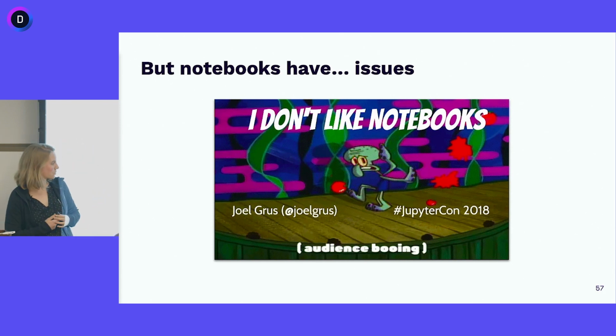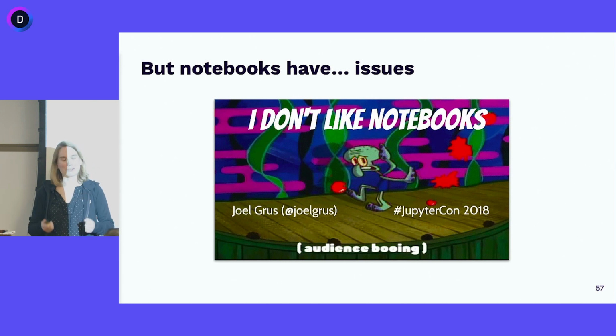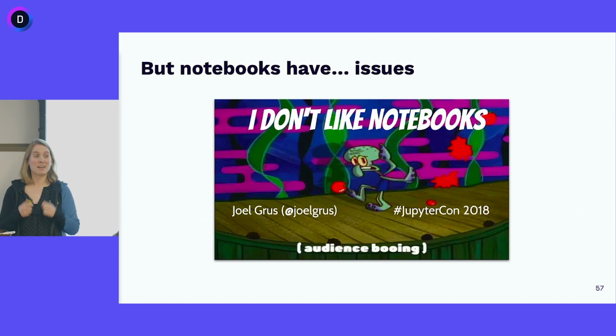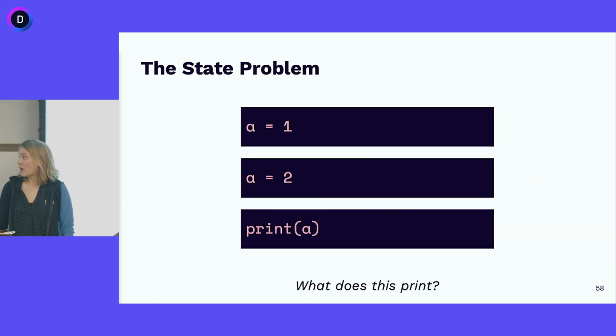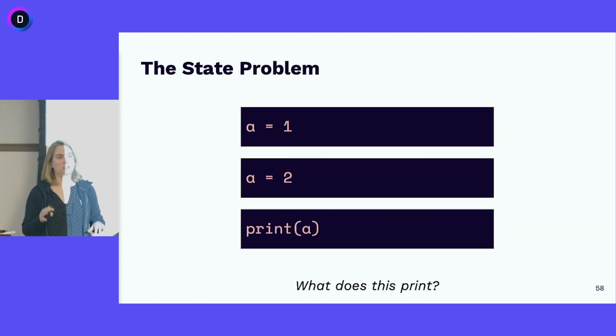This is a screenshot here from the famous or perhaps infamous Joel Grus talk from JupyterCon in 2018, "I Don't Like Notebooks." He goes through many reasons why notebooks are actually a completely terrible tool for development. And the list is extensive. I'm not going to go through all of them here, but I do find that a lot of them boil down to a simple fundamental problem. And this problem is so pervasive that internally at Hex, we've given it a name, and we call it the state problem.